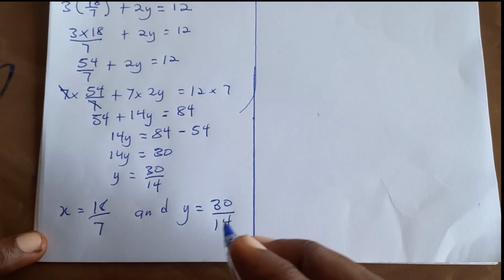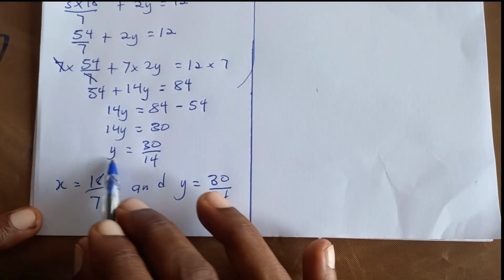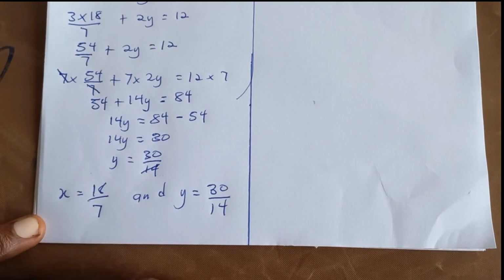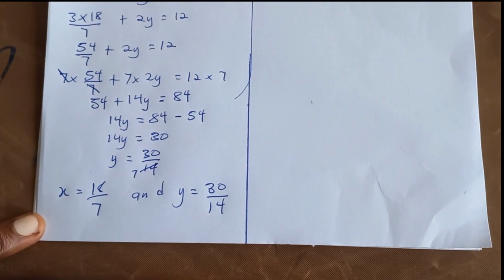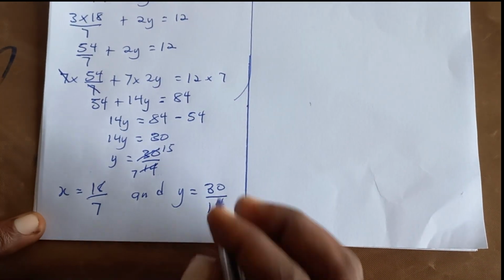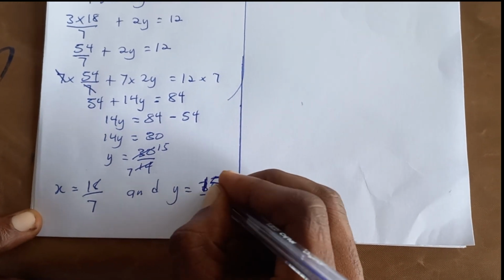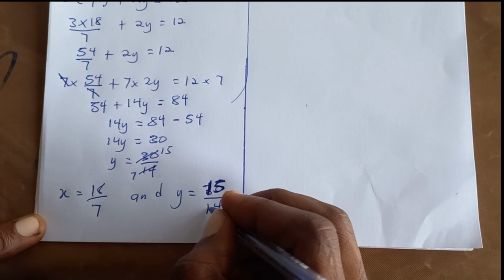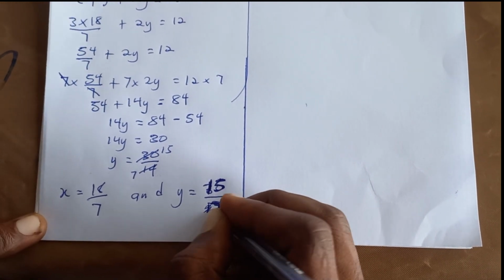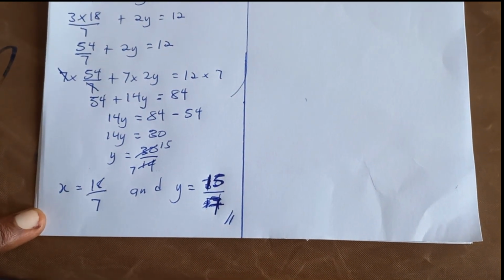So you can see that y, we can simplify further. We say that 2 goes into 14 how many times? 7 times. And it goes into 30 how many times? 15 times. So we can now write our y as 15 over 7. You are still correct, whether the first one or the simplified one.